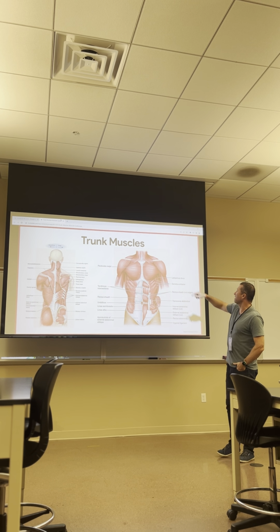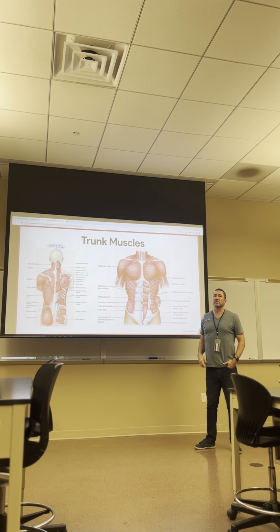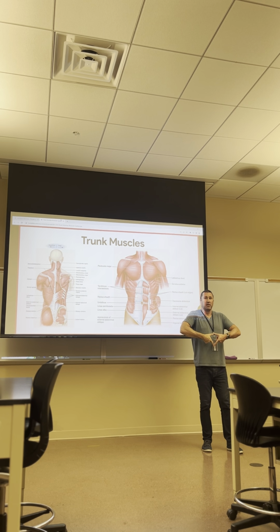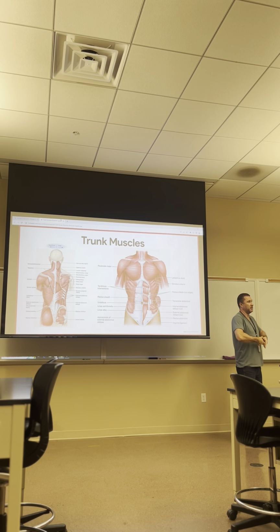We've got the deltoid muscle, right? So the deltoid muscle is called the deltoid because it is triangularly shaped, and anybody who knows anything about sororities or fraternities knows that if you see a triangle, that's delta.